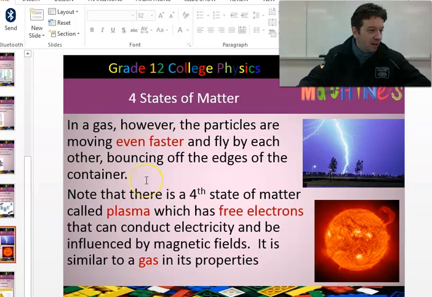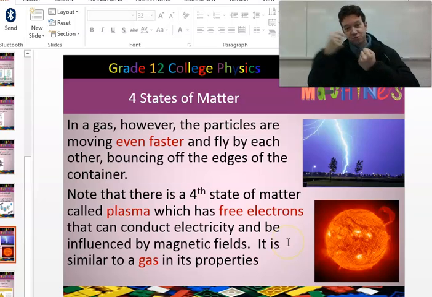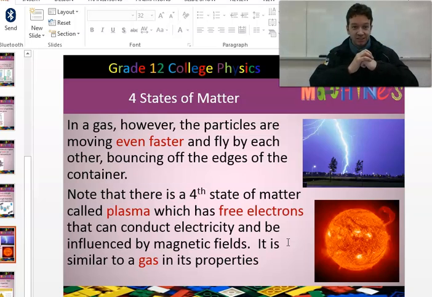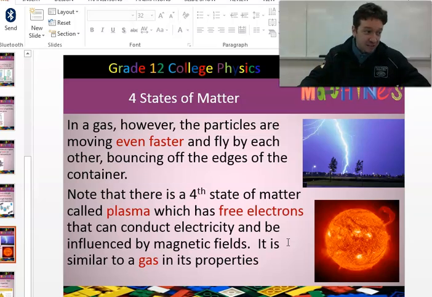Now you can actually go into a fourth state of matter, which would happen on the sun. It also happens in lightning. The temperature gets so high that the electrons are all stripped away from the atom. And then you have the electrons floating around and the nuclei of atoms floating around, and they don't settle together. That's called a plasma, which has free electrons. And because it has free electrons moving around, that conducts electricity really well.